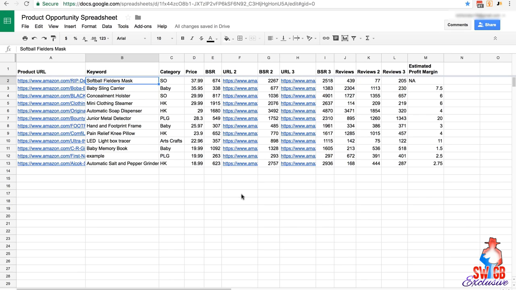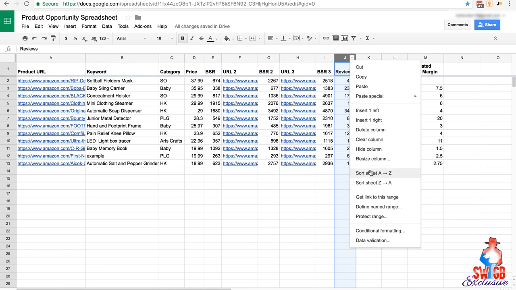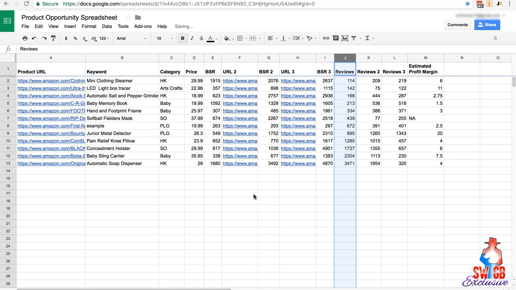To do that, all I need to do is go to the reviews column, which you can see here is J. And then I'm going to click on this little drop down you see to the right of the letter. And I'm going to go down to sort sheet. For some reason I find that difficult to say. And I'm going to sort by A to Z. In other words, lowest to highest. And all I need to do is click on it. And it's sorted all our products by the lowest reviews. Now there's a couple of ways you can make this easier for you to look at.